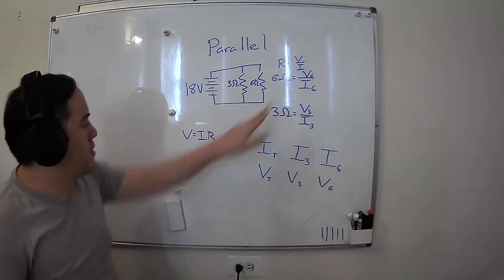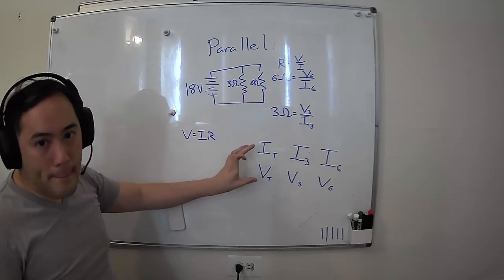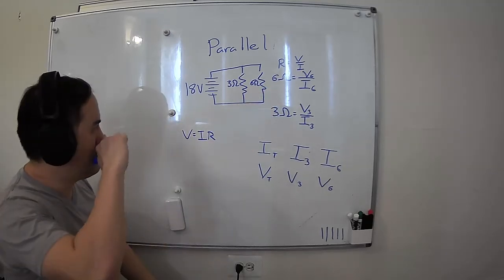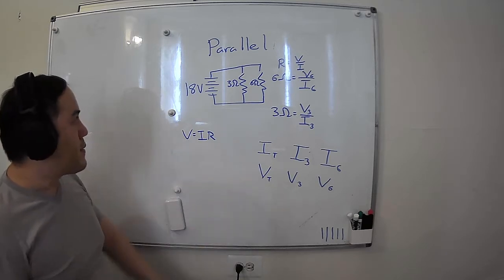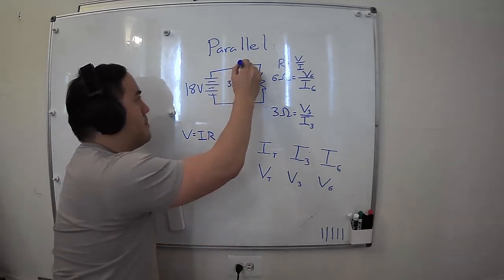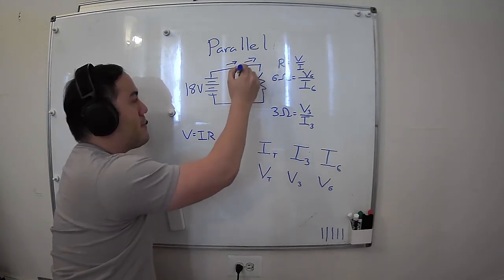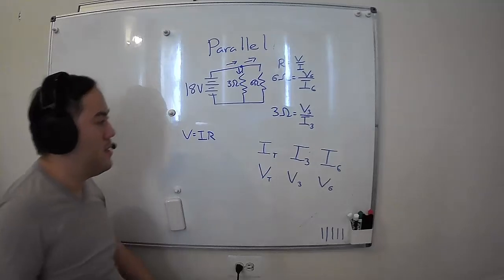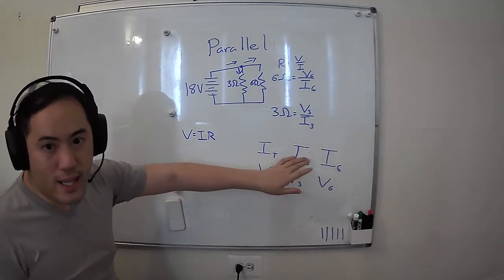This is still true. These are still true. What about this? Remember the junction rule. I in equals I out. So here's the junction. There's I in. Here's one I coming out. Here's another I coming out. How are IT, I3, and I6 related?